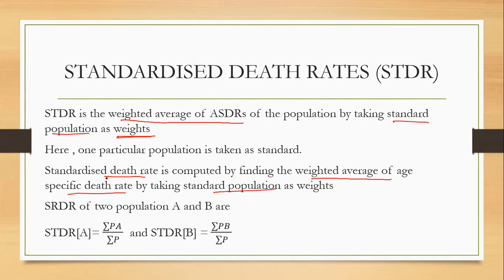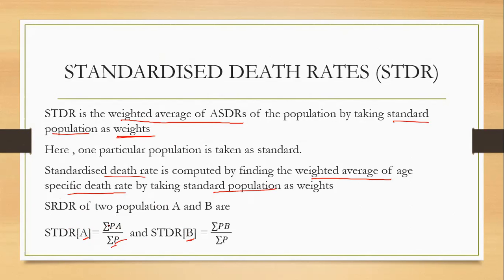Again, to find the standardized death rate, the formula will be summation PA divided by summation P. Why A? Because the two populations will be given. Always remember, in the question also they will give you the data of two populations. The first one will be for A and the second one will be B.